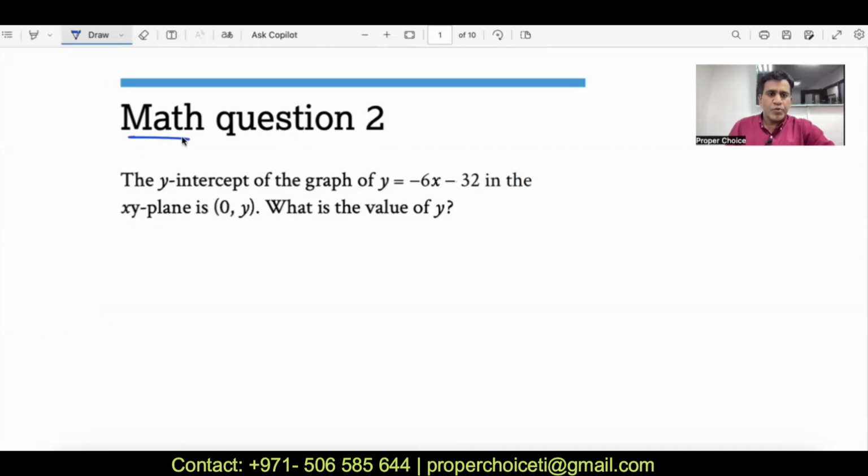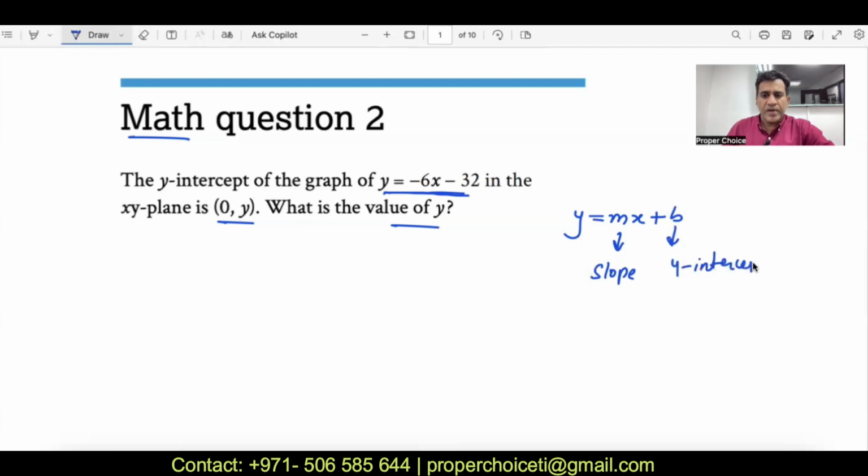Let's work on question number 2 here. It says, the y-intercept of the graph of y equals minus 6x minus 32 in the xy plane is 0, comma y. What is the value of y? If you look at the given equation, this is called the equation of a straight line. How do you write the equation of a line? Which is y equals mx plus b, where m represents the slope and b is the y-intercept.